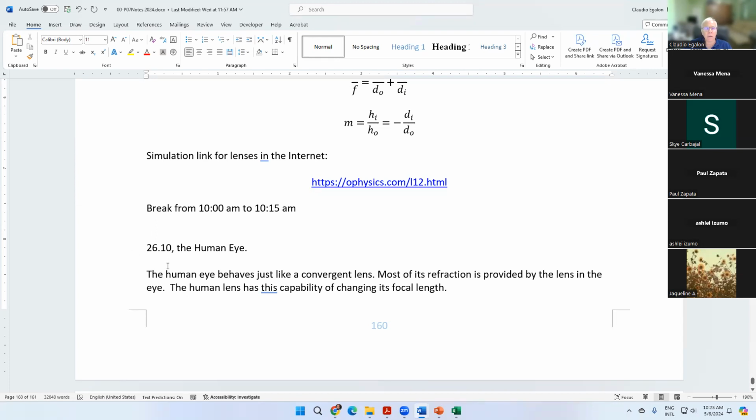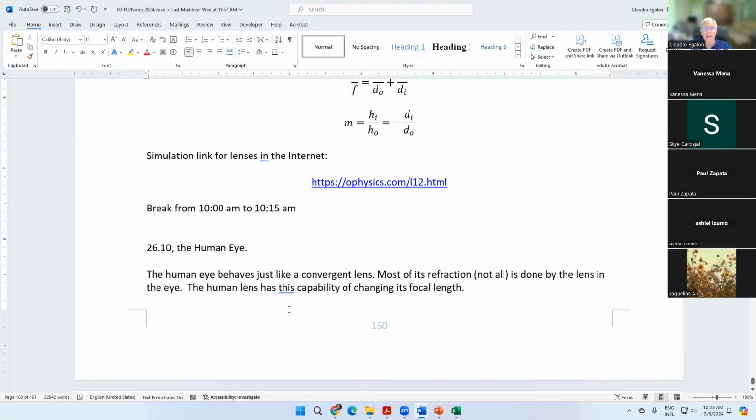But a very good model of the eye is that the lens of the eye is the one that does most of the refraction. So the human eye behaves just like a convergent lens. Most of its refraction, not all, is done by the lens in the eye.